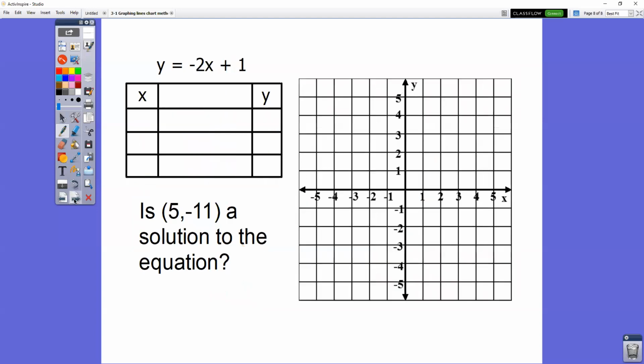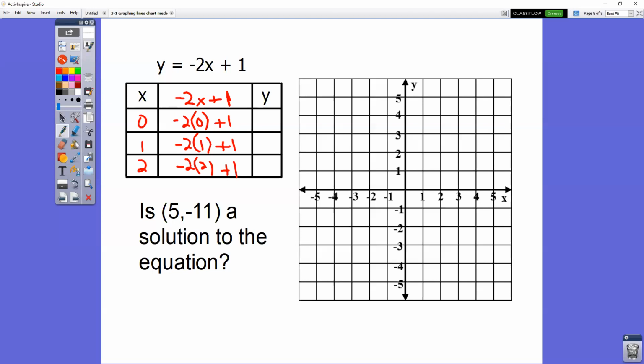One more, one last one. Let's choose 0, 1, and 2 again. Those numbers will be chosen for you in Class Kick. Subbing those numbers into our equation for x. Instead of -2 times x, I have -2 times 0, -2 times 1, -2 times 2. Don't forget about your plus 1 at the end.